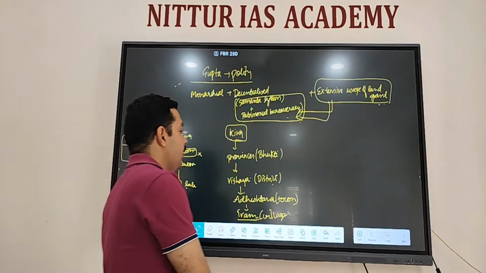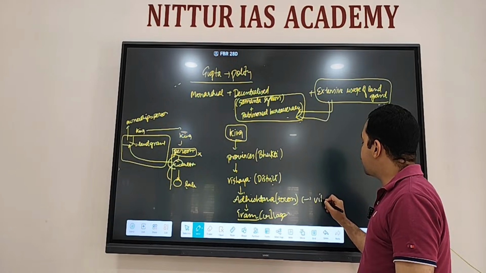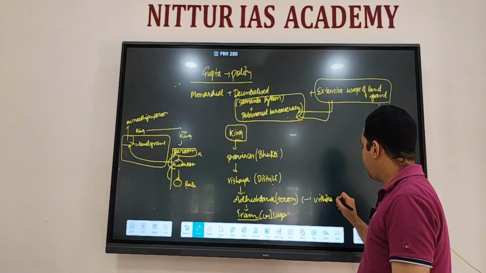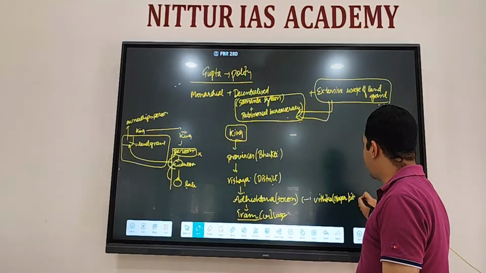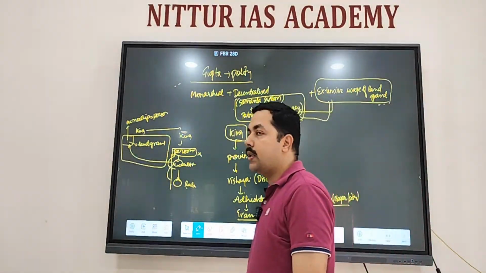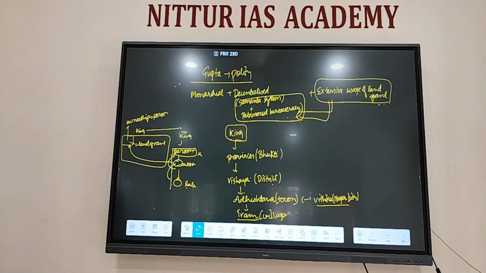Now, in some parts, you will also find the term Vitika. Vitika is used for nagar or city instead of town. If it is a nagar or city, it is called a Vitika. For a town we use the term Adhisthana, but for nagar and city we use the term Vitika.